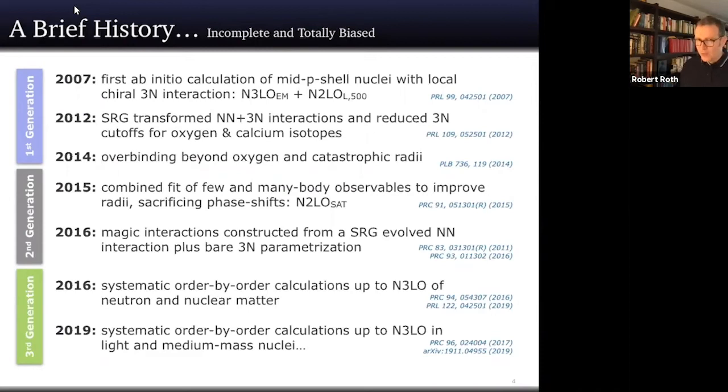Because, okay, you fit to many-body observables, but you cannot describe the phase shifts as well as before. Actually, you can only describe them for extremely low energies, something like 0 to 30 MeV, where you usually do an excellent job up to 300 MeV in scattering energies. So this was not really satisfactory.